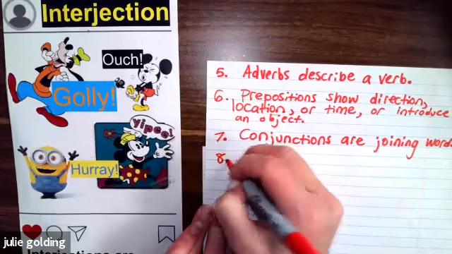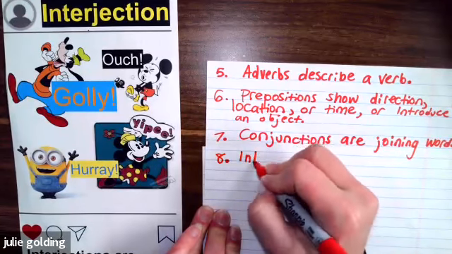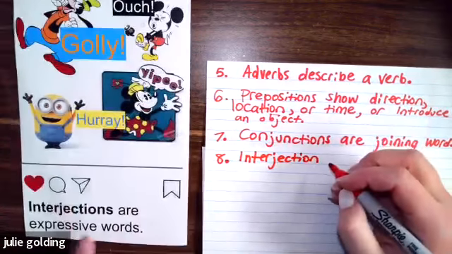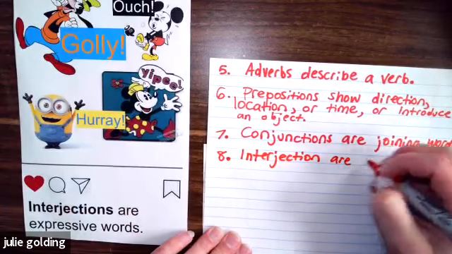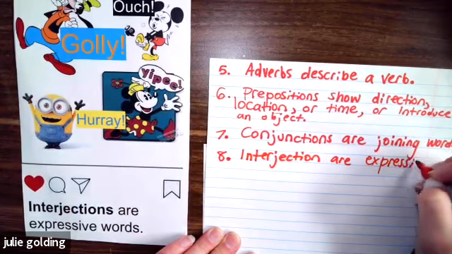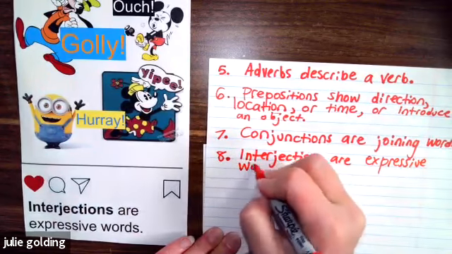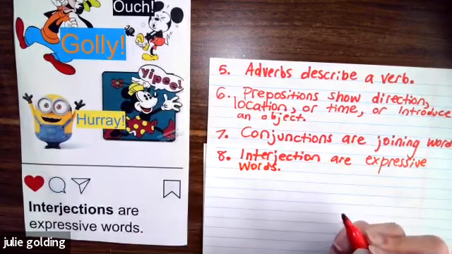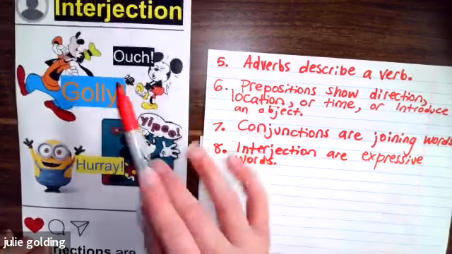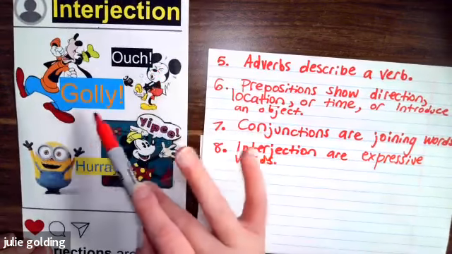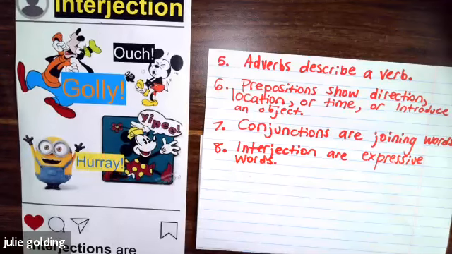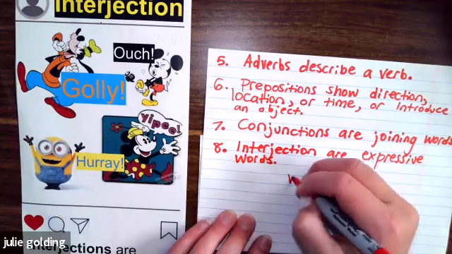So number 8, interjection. Interjections are expressive words. Okay. So here are some examples. We have ouch, golly, yippee, and hooray. Another example could be woohoo.